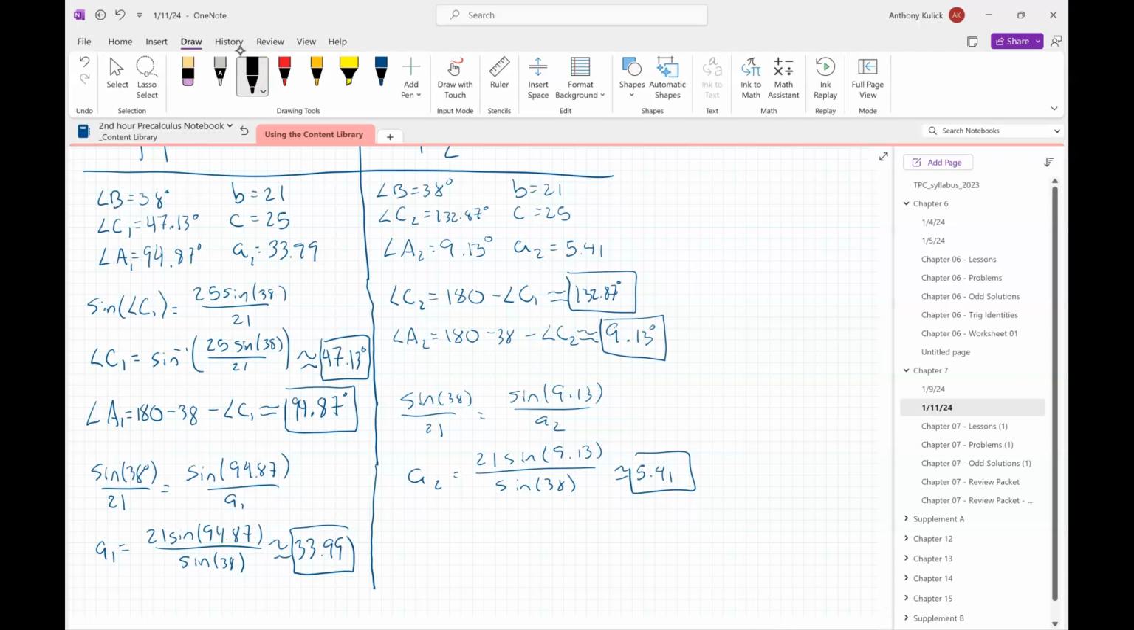This is all I want to do today. This is enough for one lesson. This is a complicated idea. There's a lot of things you have to check.